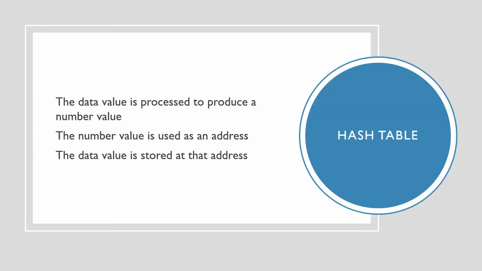When you're using a hash table, the data value that you want to store is processed to produce an integer value. This number value is used as the address, so the data value is stored at that address. So if we processed a data value and the result was the number 100, we would store that data value in location 100 in our array.